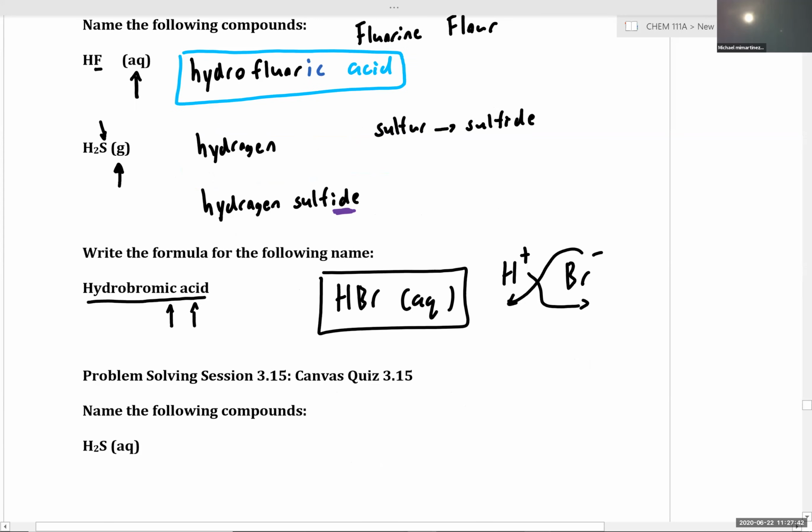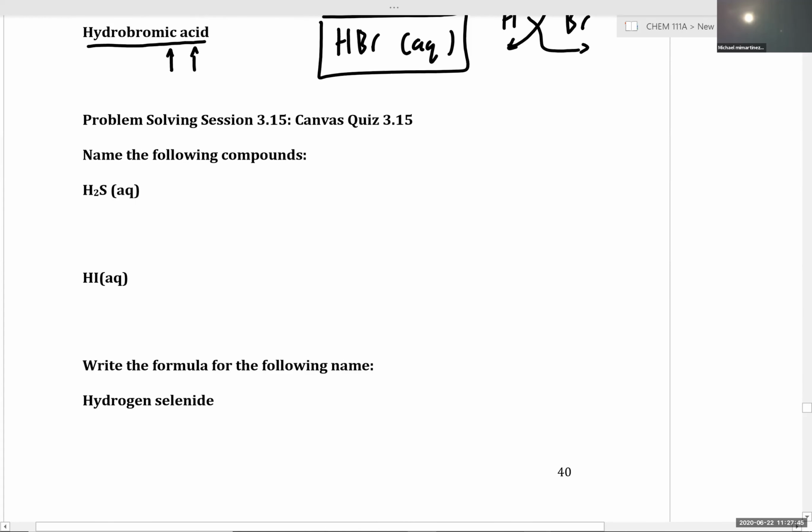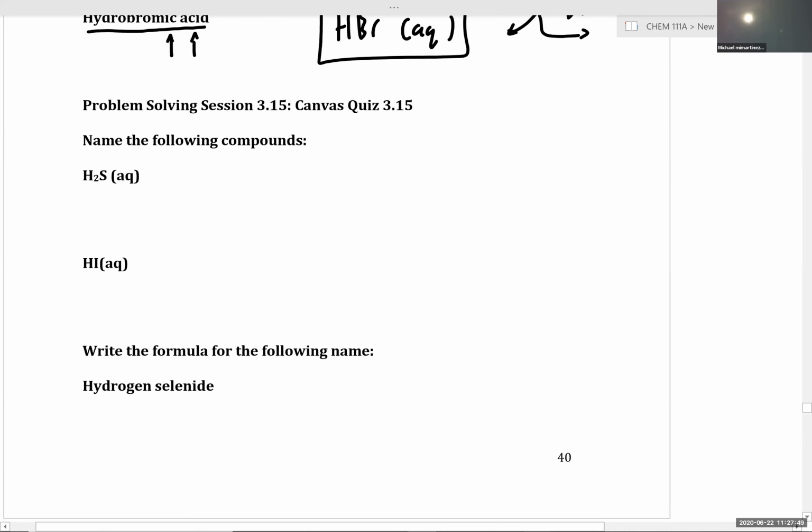If not, let's try to apply what we've learned to the following 3 questions. Let's take about 2 to 3 minutes and name the following compounds. You can submit your responses via Canvas Quiz 3.15 or in the chat, and don't be shy to ask questions via unmuting or in the chat. And we'll discuss in about 3 minutes.